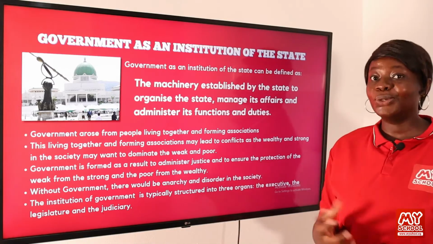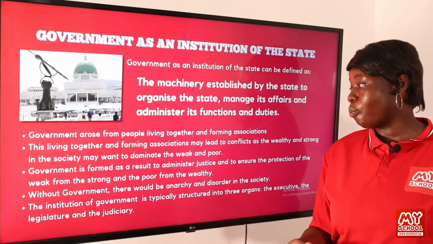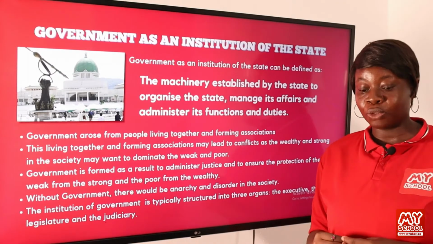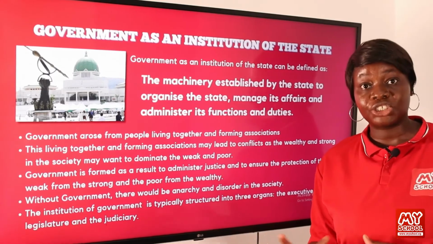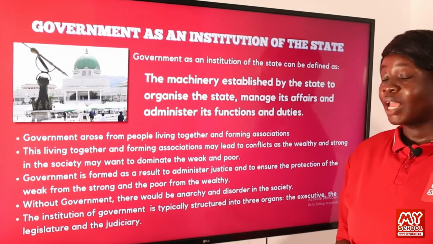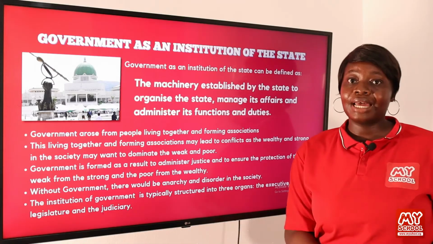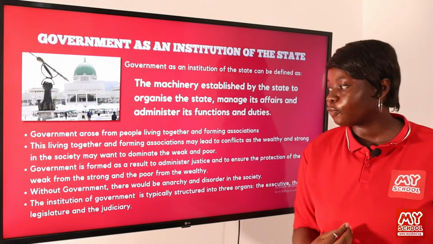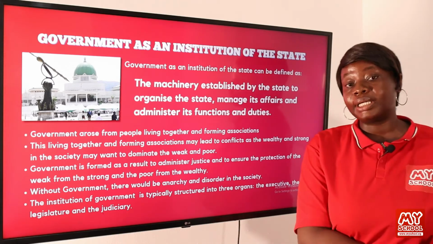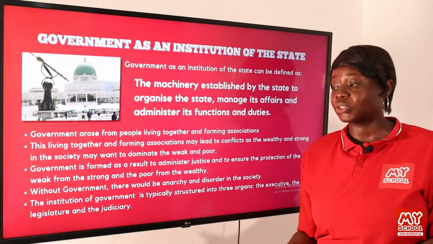Sometimes those who are weak in the society may be dominated by the strong, and those who are poor might be dominated by the wealthy. As a result of that, we needed a body that is responsible for administering the relationship between the strong and the weak, the rich and the poor in the society. And so that's when the concept of government, first of all, came into our minds as members of society. So government is formed to administer justice and to ensure the protection of the weak from the strong and the poor from the wealthy. That is the reason why we formed government in the society.